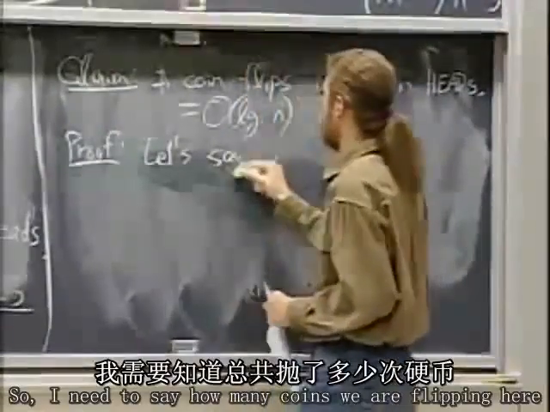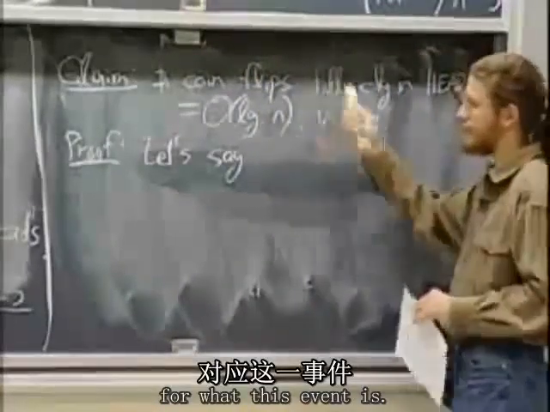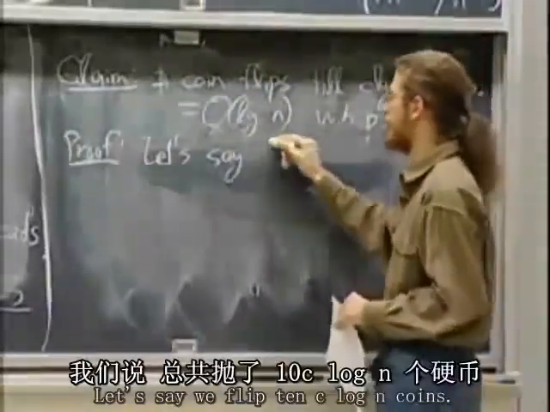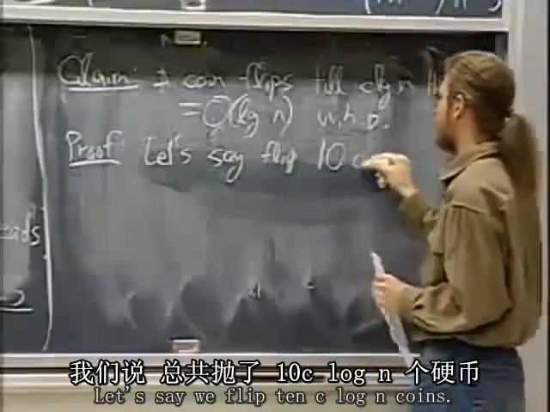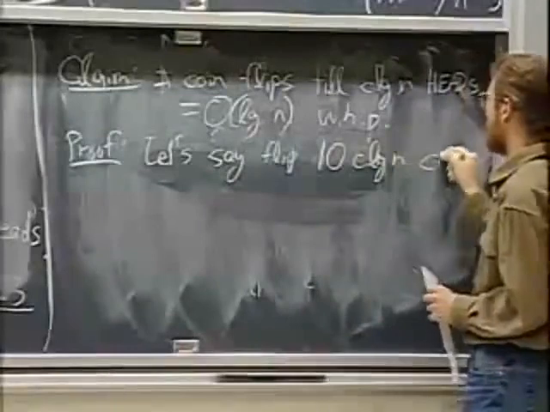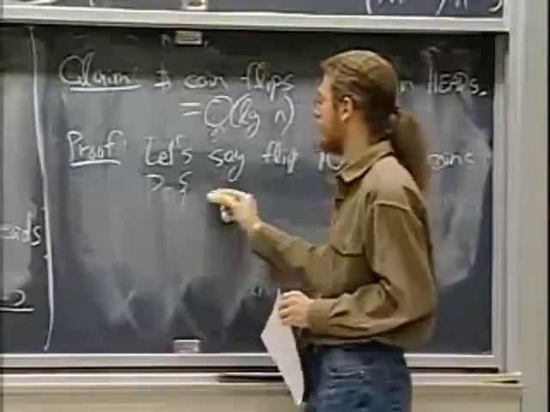So I need to say how many coins we're flipping here for the error, for what this event is. So I need to specify this constant. Let's say we flip 10 C log n coins. Now I want to look at the error probability under that event.